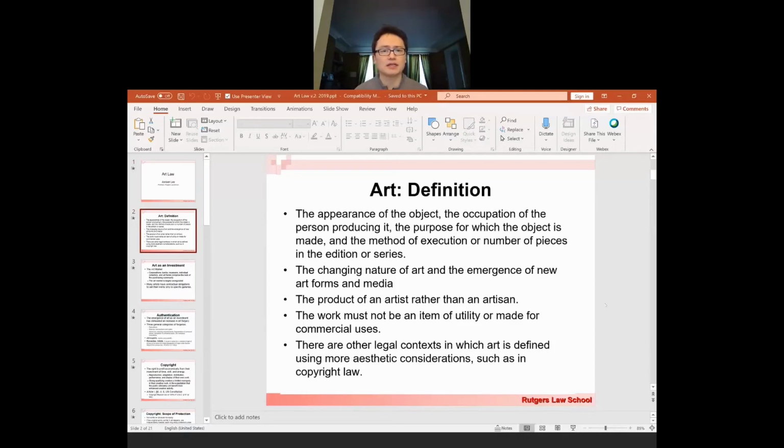So art can be defined in many different ways, and you have to know about art in order to figure out the art law. So art, you can say, is the appearance of the object, the occupation of the person producing it, the purpose for which an object is made, and the method of execution, or number of pieces in the edition or series.